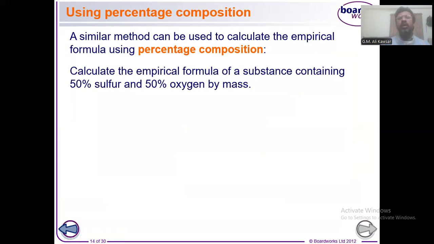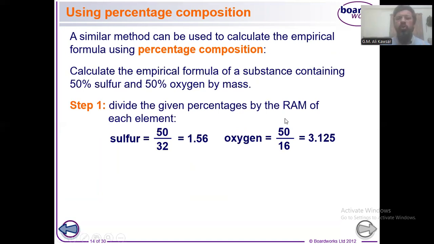And so here the percentage composition of a compound is given. It is said that 50% sulfur and 50% oxygen are present in a particular compound. From here, how can we find out the empirical formula? This type of question is very common in O level or in IGCSE. So let's see the technique, how we can find out the empirical formula from the percentage composition.